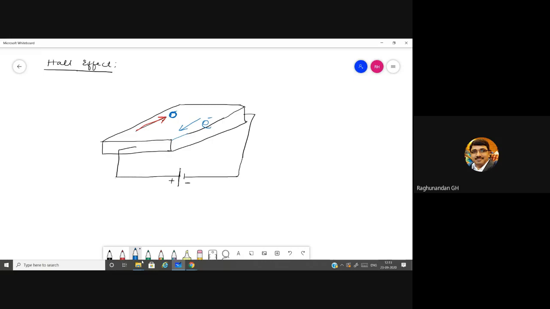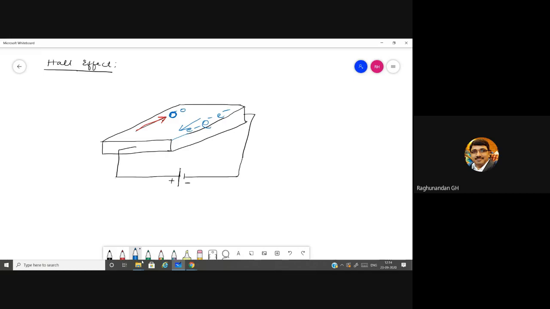Electrons will be moving in blue direction, holes will be moving in red direction, because electrons are negatively charged particles, so they have to move towards the positive terminal of the battery. Holes are positively charged particles, they have to move towards the negative terminal of the battery, because like charges repel, unlike charges attract. This process will keep on going. All the electrons and holes will keep moving in this direction.